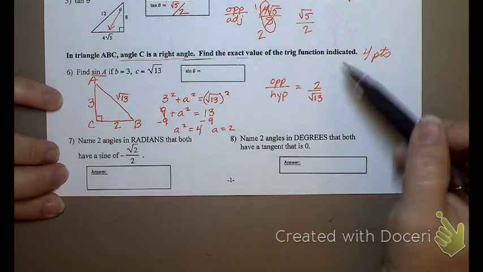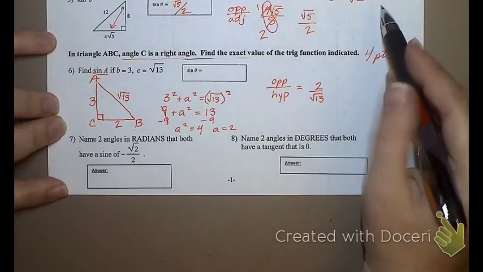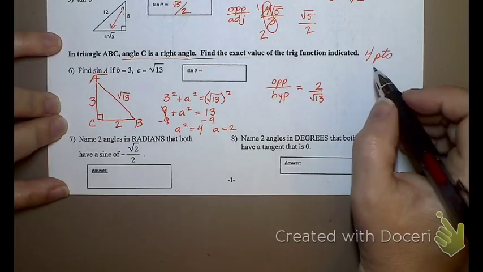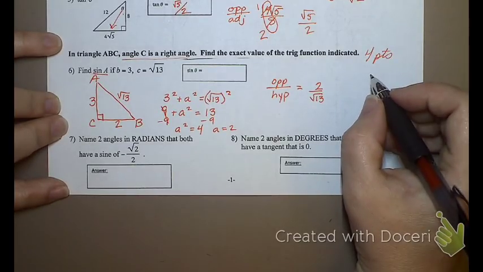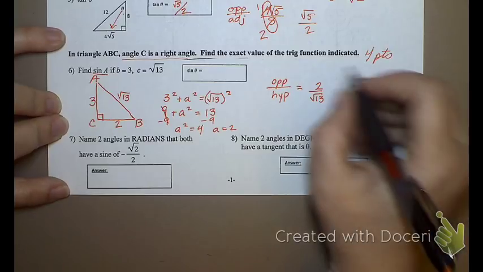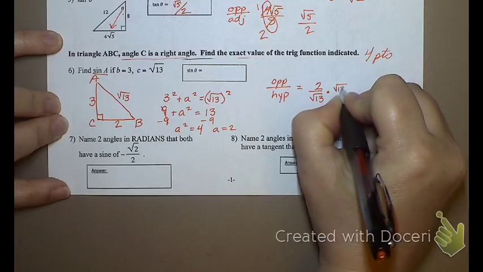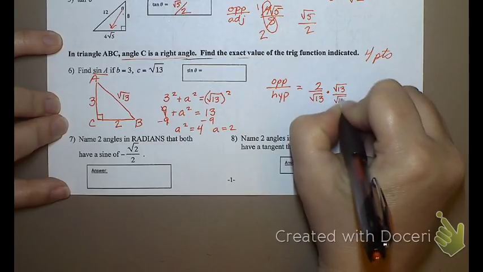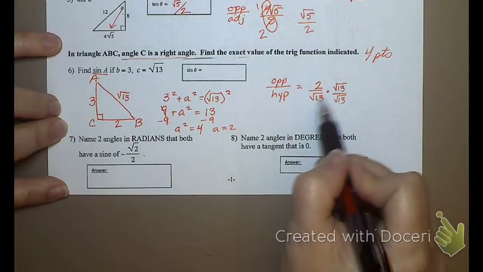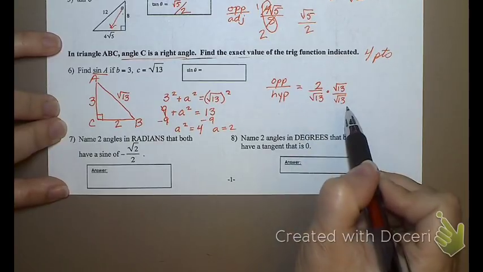Now, I cannot leave an answer like that. Why? Can't have a radical in the denominator. So how do I get rid of that radical in the denominator? Multiply by rad 13 over rad 13. Now, there was one group that canceled those out and ended up with 2 over rad 13.